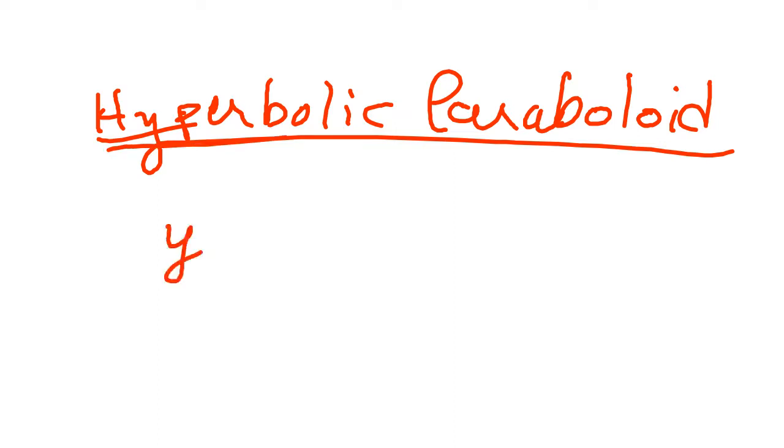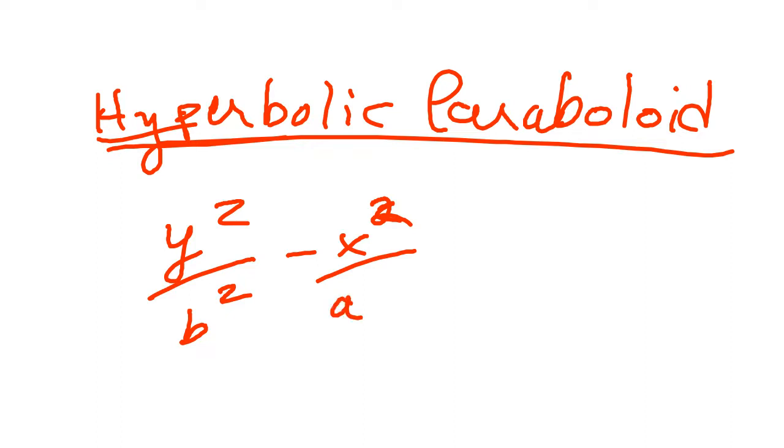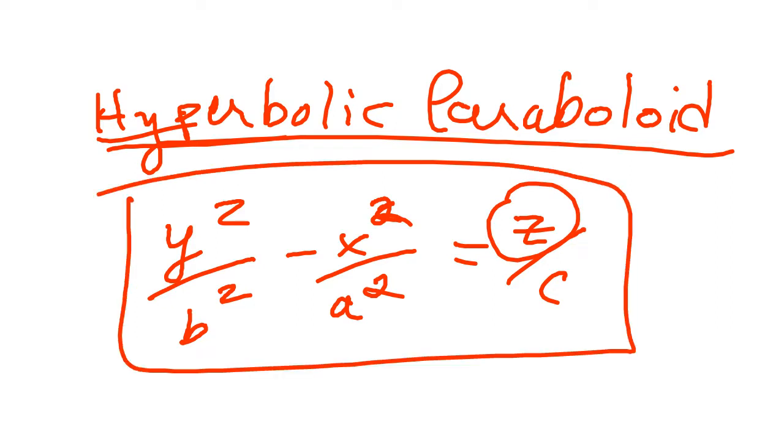They've got something that looks like this: y squared over b squared minus x squared over a squared, which we could have flipped and just had the minus on the x squared term, right? But then that equals z over c is kind of how they're doing this. So we do not have a z squared. That's what's different about this one.